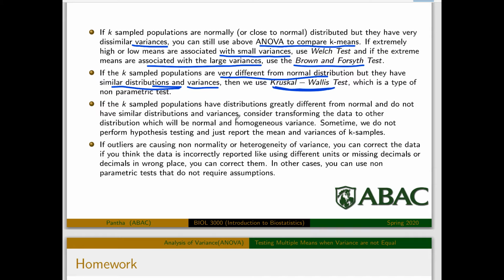The next is, if the K sample populations have distributions greatly different from normal and do not have similar distributions and variances, consider transforming the data to another distribution which will be normal with homogeneous variances. Sometimes we do not perform hypothesis testing and just report the mean and variance of the K samples if that happens.